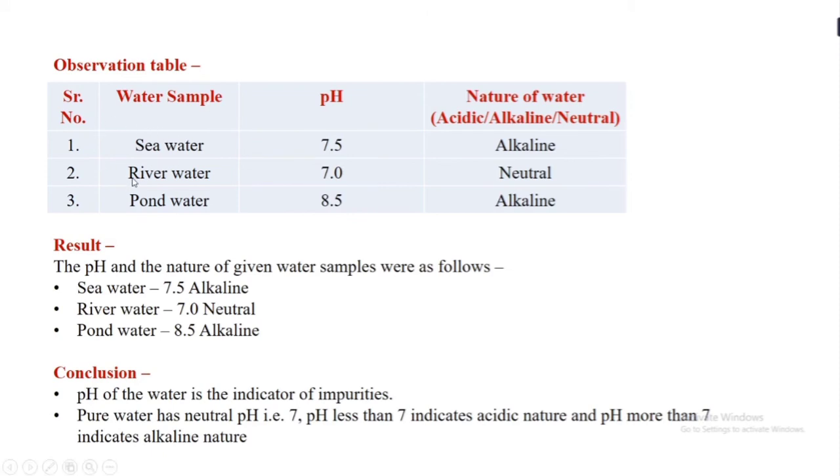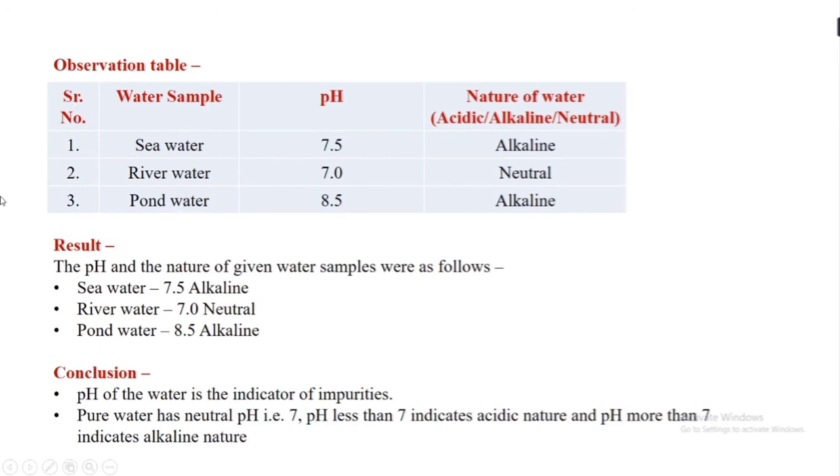Okay. Then if we speak about the river water, the pH that we have obtained is 7, which is neutral. And pond water, the pH is 8.5, where the optimum pH for pond water is between 6.4 to 9. So this is within range. So according to this pH, this is the nature of the different water samples that we had obtained.